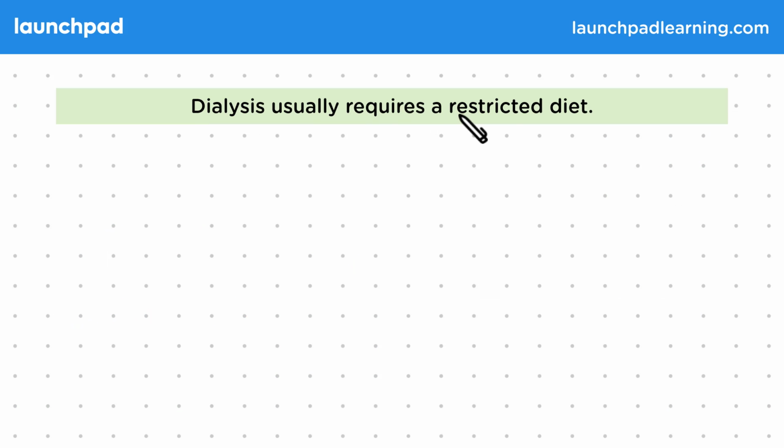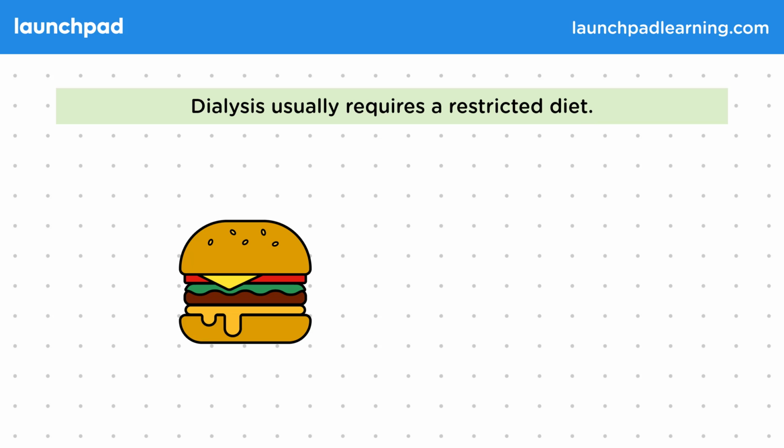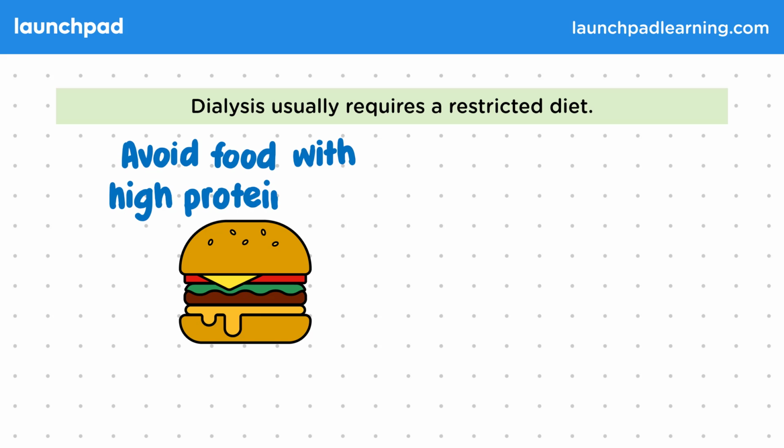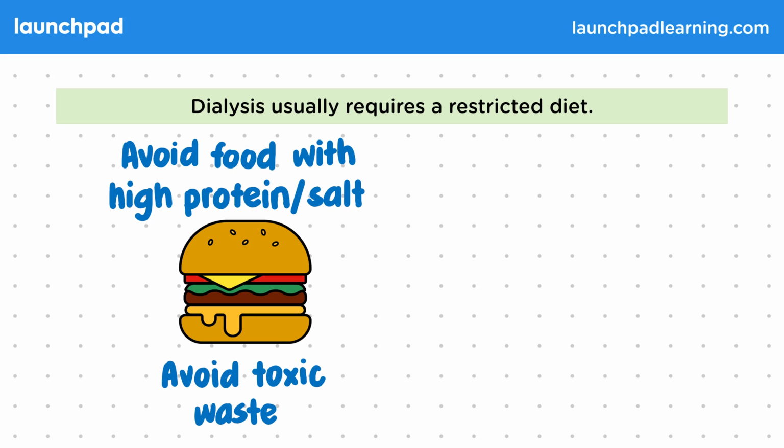Dialysis usually requires a restricted diet. This means that anybody undergoing dialysis treatment has to avoid food with high protein and salt. This is to avoid producing toxic waste which cannot be filtered out of the bloodstream until the next dialysis session.